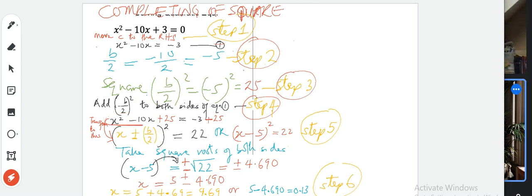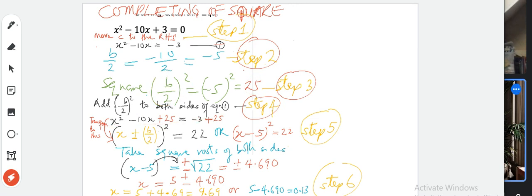So the one on the left hand side plus 25, and also the one on the right hand side plus 25. Remember, this is what is on the left hand side, and this is what is on the right hand side. Each of them plus 25. Remember, 25 itself is b over 2 squared. Okay.